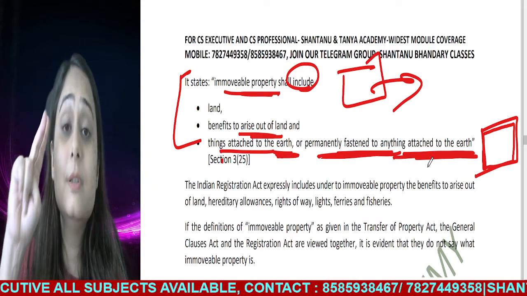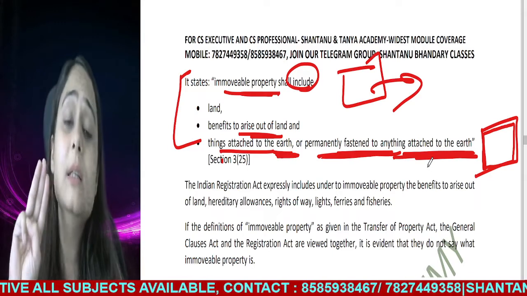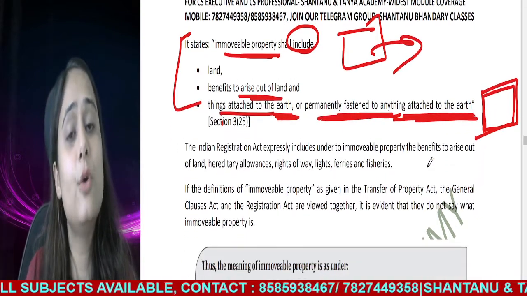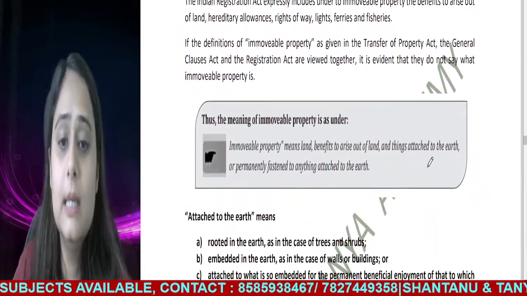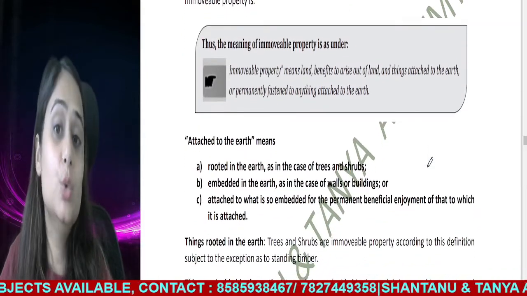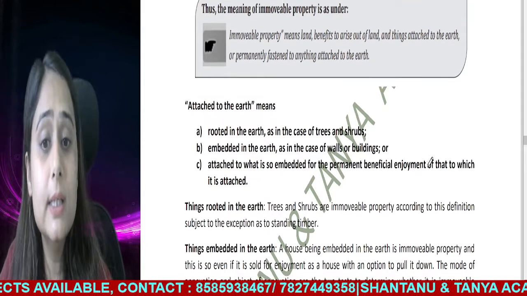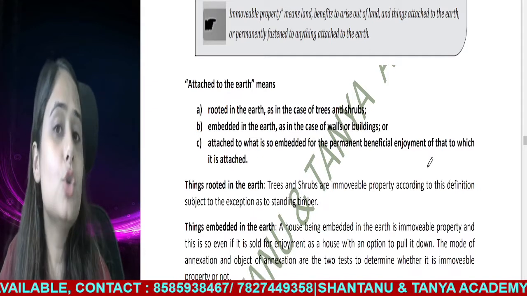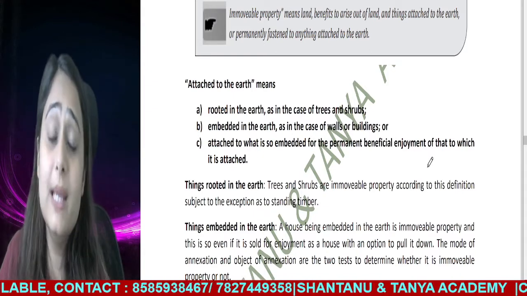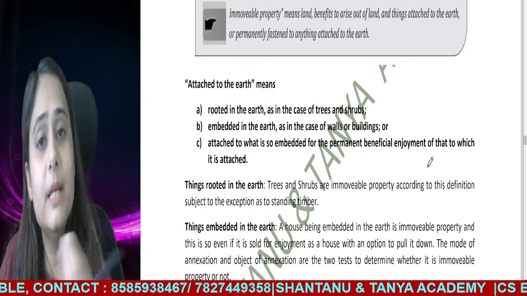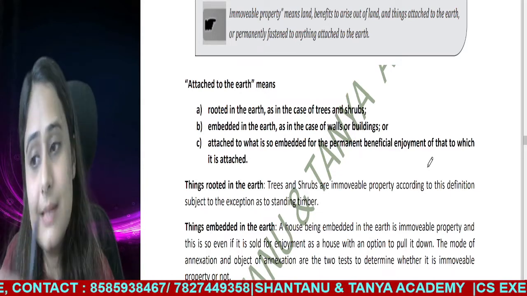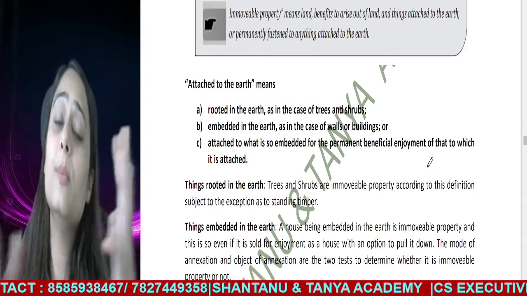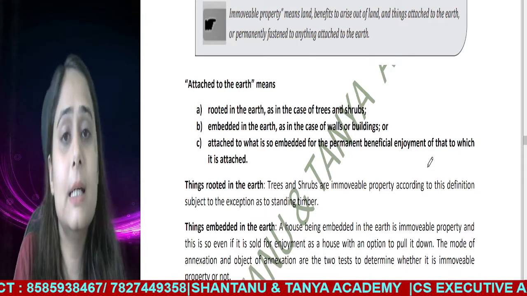So land itself, the benefits of the land and the things attached to the earth, permanently fastened or anything attached to the earth, falls under the definition of immovable property. Then, what do you mean by attached to the earth? It means something which is rooted in the earth, as in the case of trees and shrubs. But timber, mind it, timber is not regarded as immovable property. Why so? Because you have seen furniture being made out of timber wood, correct? That particular thing can be cut down and given the shape of furniture. So it is not regarded as immovable property.